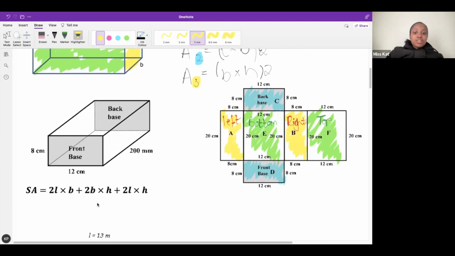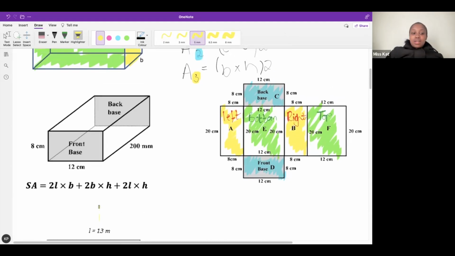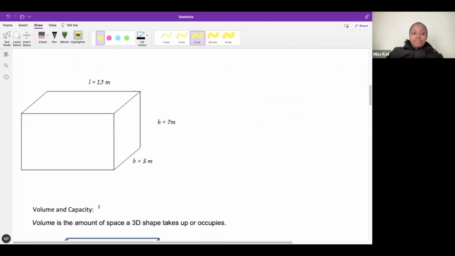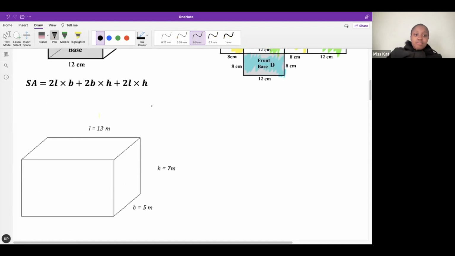Okay, so there's our formula. Twice length times breadth plus twice breadth times height plus twice length times height. Now let's quickly work out the surface area of this shape that we have in front of us. Once again, there's my formula. It's right there. And so nice of them to write for us which one is length, which one is height, and which one is the breadth.